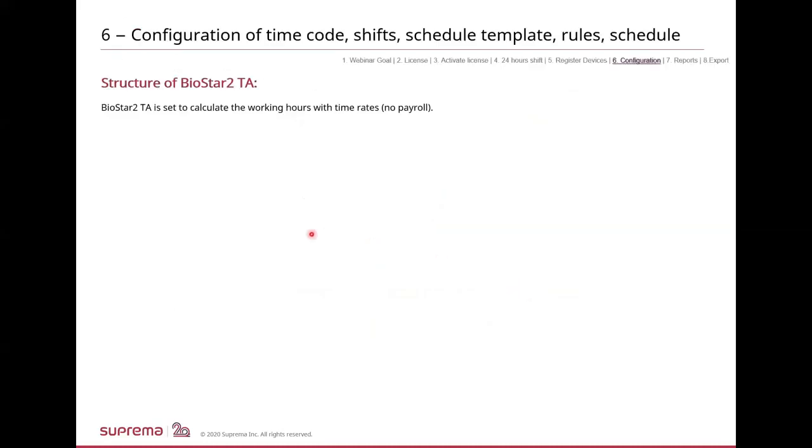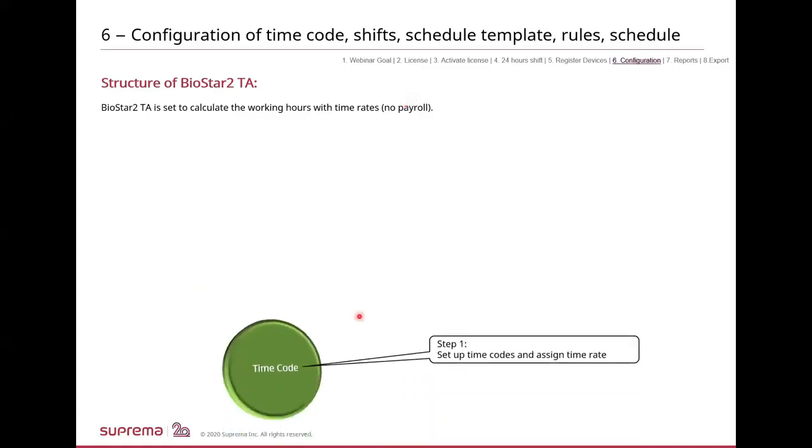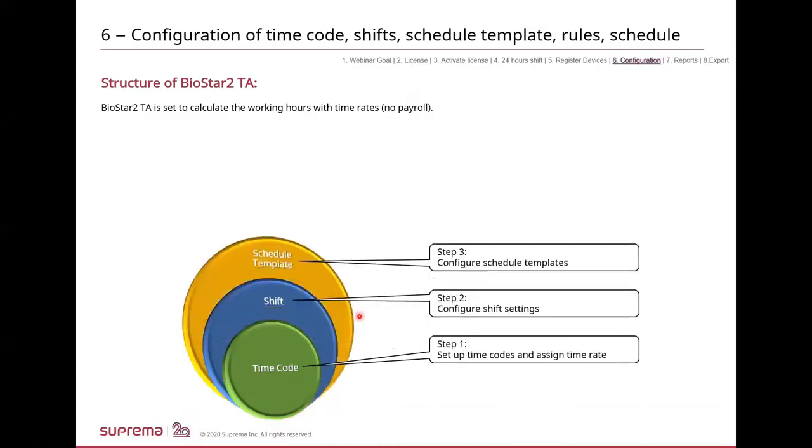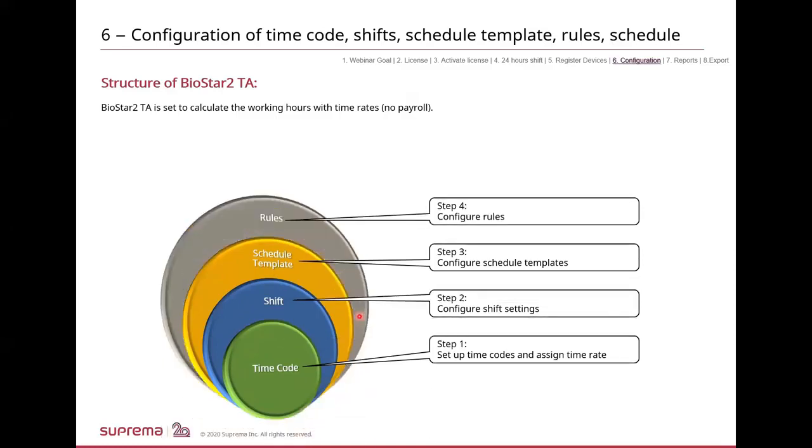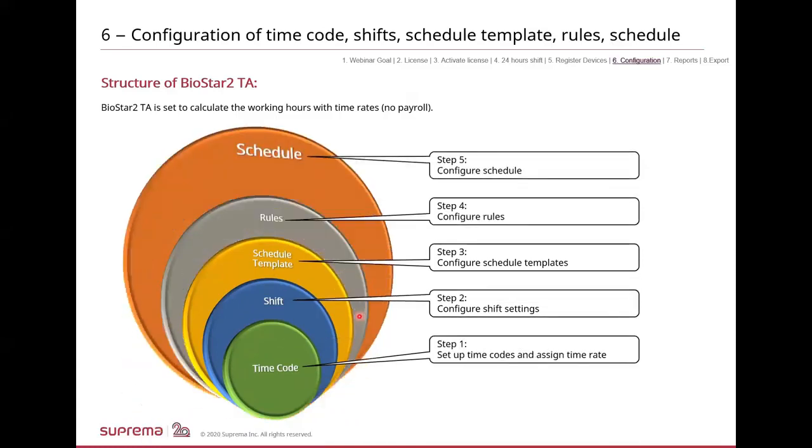Please note that the time attendance module is for time rates and it is not a payroll. So you cannot set the parameter of the working hour rates in amounts of money in order to calculate the salaries. It is only for time rates to show how many hours have been worked, or break or meal. The first thing we're going to discuss today is the time code. Then we have the shift, the schedule template, rules, if any, to be configured, and finally the schedule.